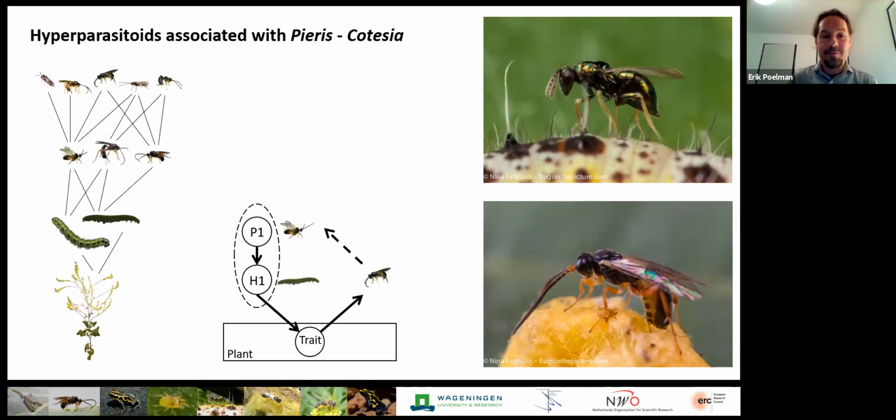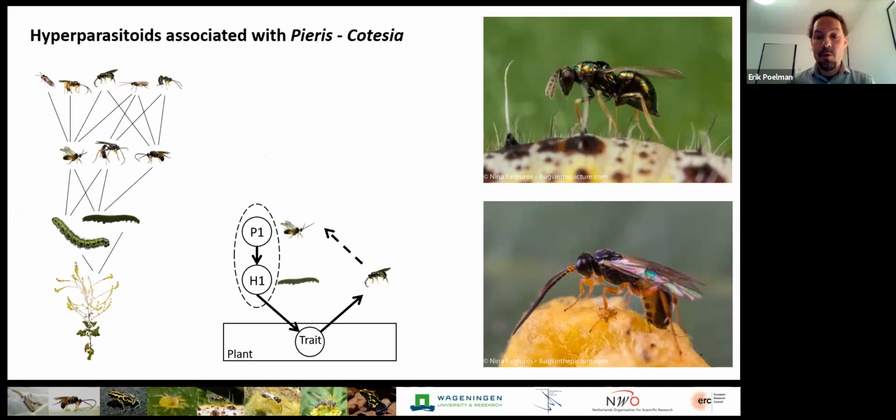Well, then, of course, we can have the focus on the hyperparasitoids, because also they are foraging in these environments. And we asked the question also how these hyperparasitoids are now capable of finding these parasitoids. And we realized that also here plant-mediated interactions are really important.